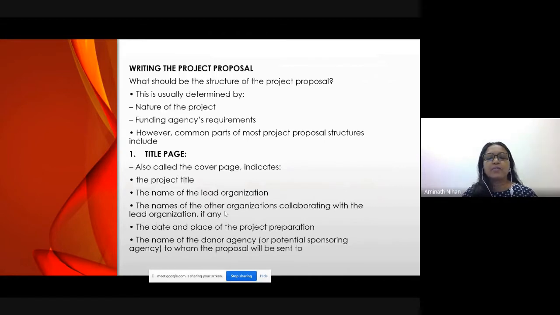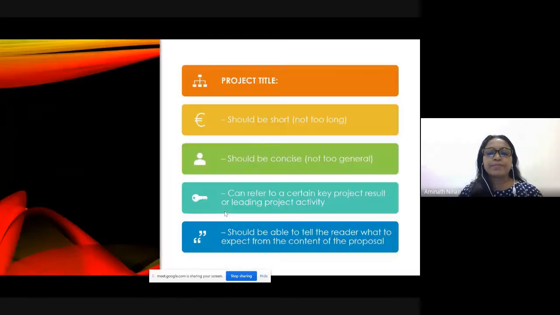If it's an island or atoll, write that. Write the date, the name of the donor agency or potential sponsoring agency to whom the proposal will be sent. So where are you sending or submitting this proposal to? Just write that down, okay? So these are the parts of the title page.